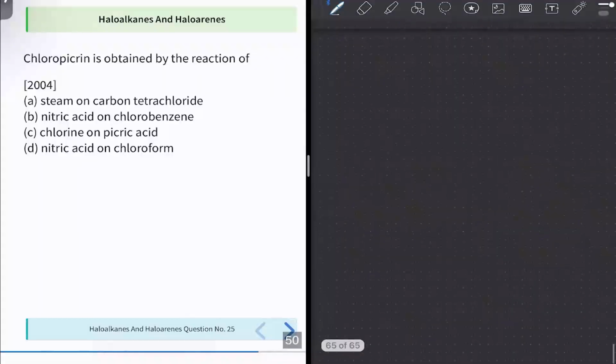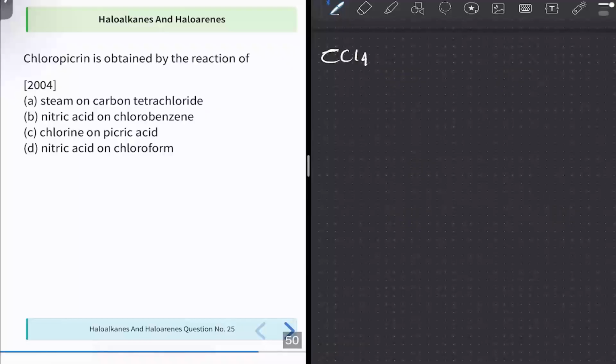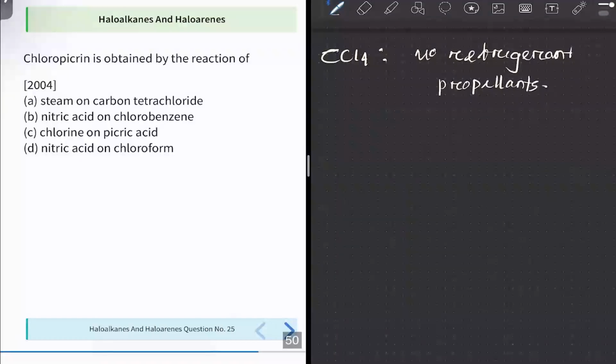Then tetrachloromethane, that is carbon tetrachloride or CCl4. It is used as a refrigerant, propellant, degreasing agent, and most important, it depletes the ozone layer.